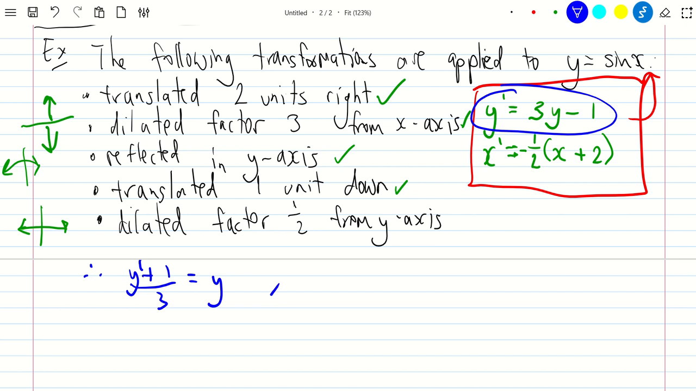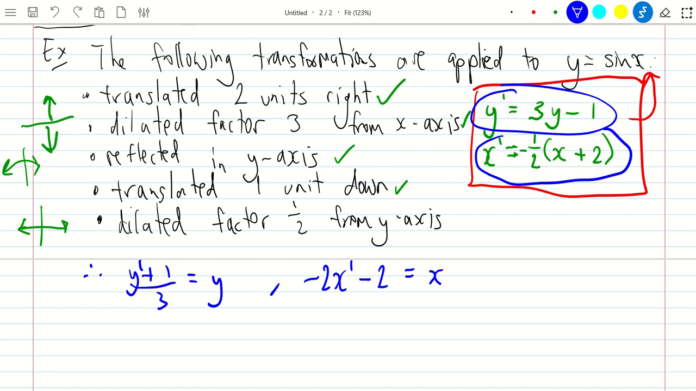And then the second equation here, I need to rearrange this. Oh no, it's not that bad actually. So if I times both sides by -2, I'll get negative 2x prime is equal to x plus 2. And then I'm just going to do it in one step. So negative 2x prime, and then I'm going to bring the 2 over, so that'll be -2 is equal to x. I'll just double check I didn't make a mistake there. Times by -2 and then -2. Yep, that's right. So we've got these two equations now. We've got x and y in terms of x prime and y prime.